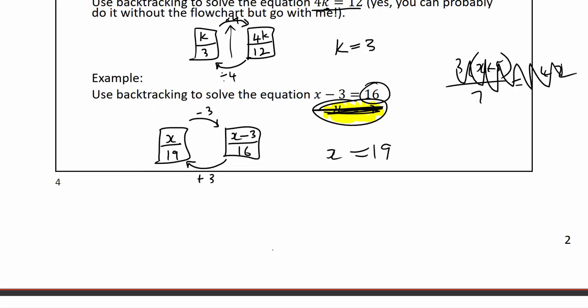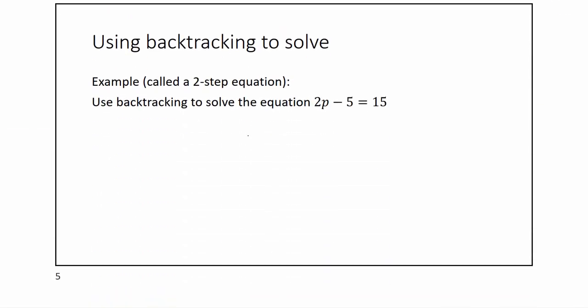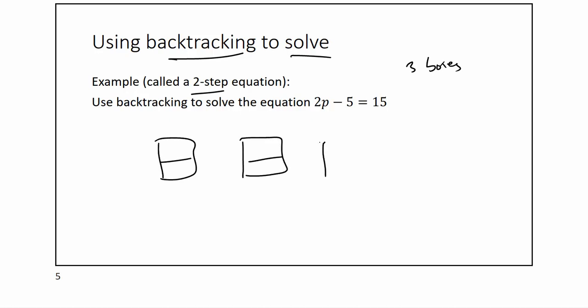All right, we're going to try one more example before you get down to it. So this one here is, again, using backtracking to solve it. But this one here is called a two-step equation, because what we have here is there's a multiply sign and a subtraction. So we've got 2 operations. Now that means we need 3 sets of boxes. So first set, second set, third set. All right. So all we do is we start with the unknown, which in this case is P, and we've got an arrow, and an arrow, and an arrow, and an arrow.